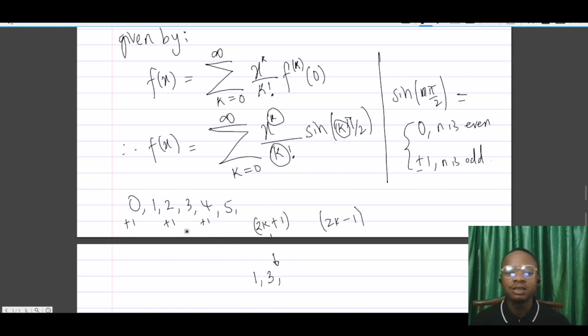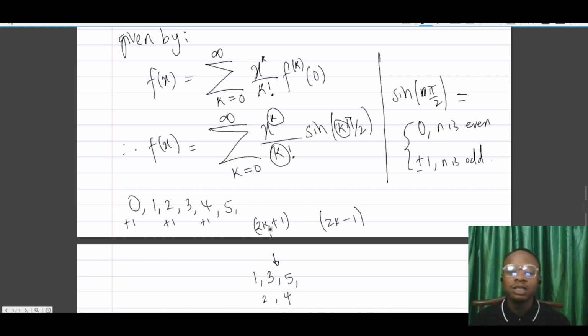When k is what else? When k is 2, it will be 2 times 2, which is 4, plus 1, it will be 5. So you can see that systematically, if we use this expression instead of k, we have systematically jumped all the even numbers. So we have jumped 2, we have jumped 4.